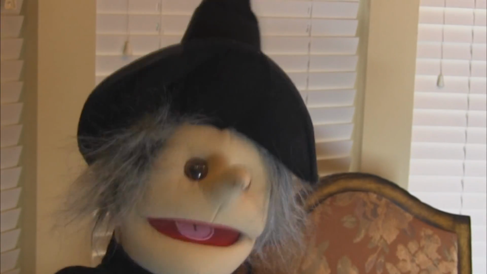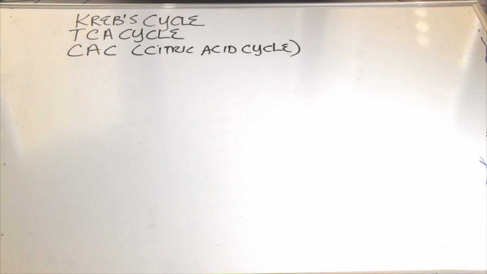I don't like the citric acid cycle. It seems very difficult. Okay, all three of these mean the same thing. We have the Krebs cycle, because it was discovered by Hans Krebs. We have the TCA, tricarboxylic acid cycle, because there are three carboxylate groups on the intermediates. And then we have the first intermediate known as citric acid, so we can also call it the CAC, or the citric acid cycle.